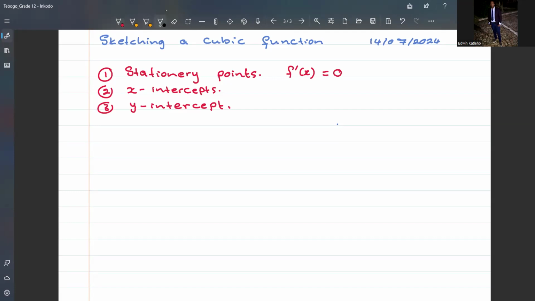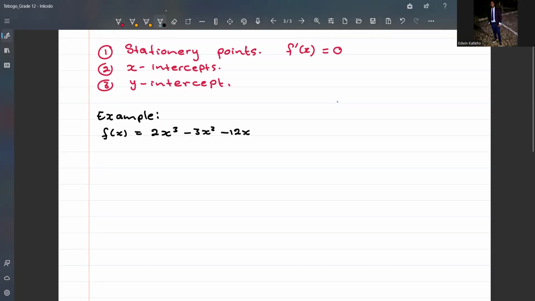All right, so let's take an example using this equation. Let's say you are given f of x equals 2x cubed minus 3x squared minus 12x. And yes, this is the equation, and we need to sketch the graph of this function here.